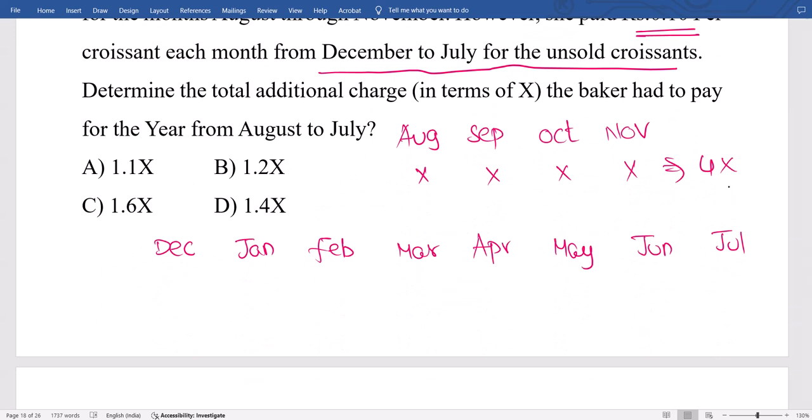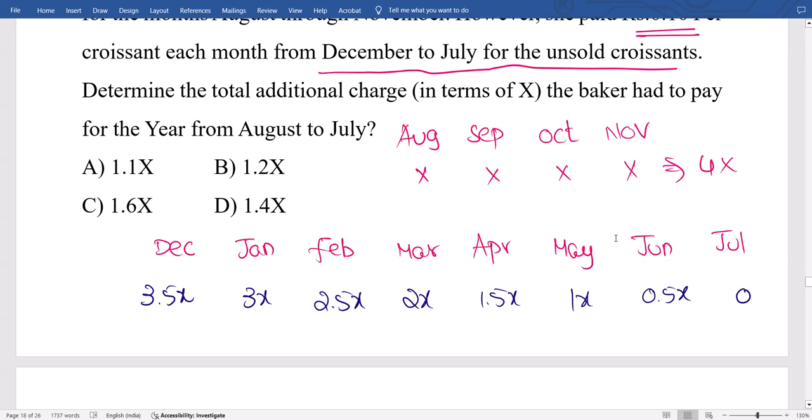Now you sold half. So 3.5x are available in December. Here half sold in January, 3x. February half sold, 2.5. Then 2. Here 1.5. Then 1. Right? Okay, then 0.5 that is also sold. It becomes 0 by July. Right. Now, what is there? So this is what is unsold. This is the list of unsold.